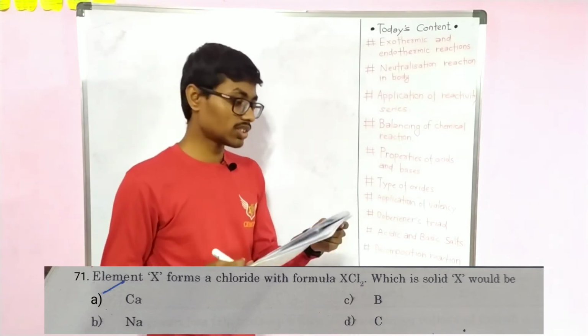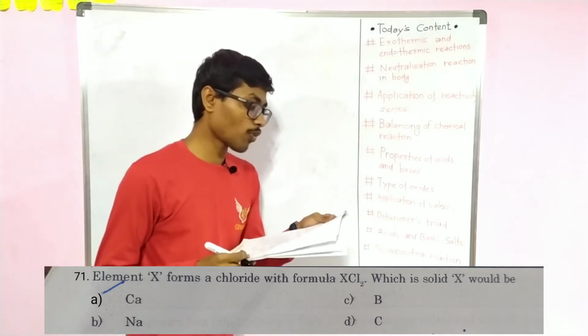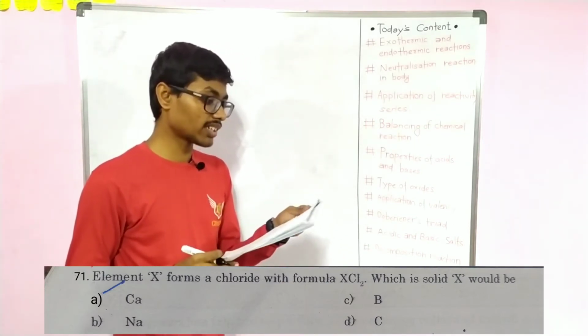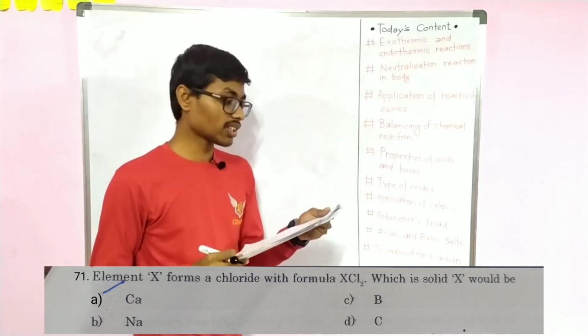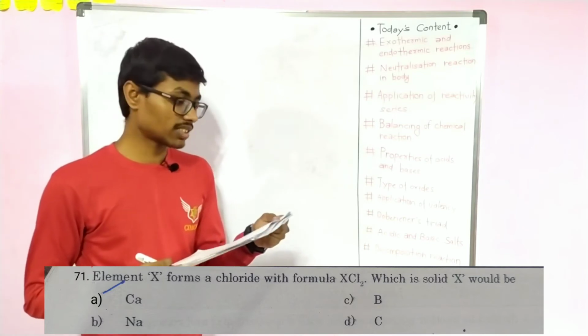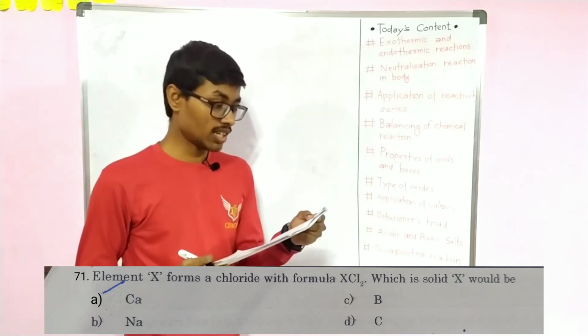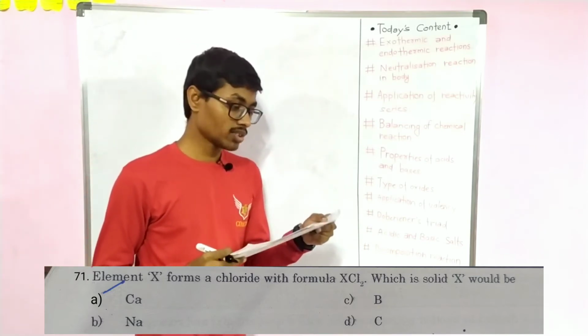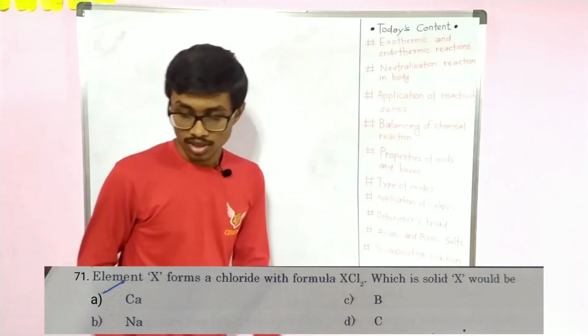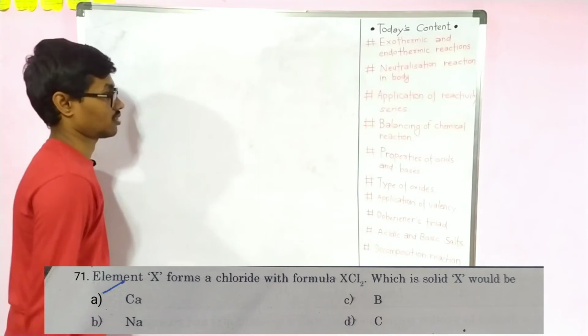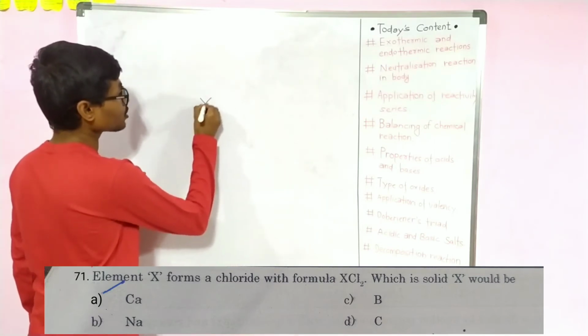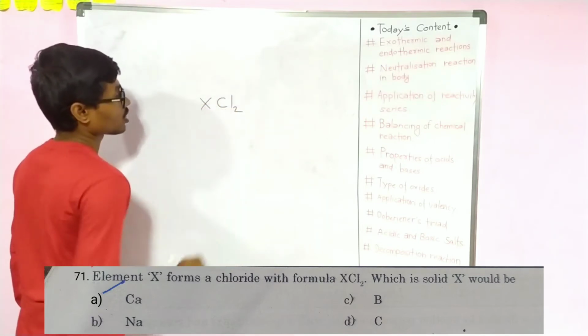Now next question says that element X forms chloride with formula XCl2. Then which is solid X would be? Option A says that calcium, option B Na, option C boron, and option D carbon. Now X is metal, and it forms XCl2.